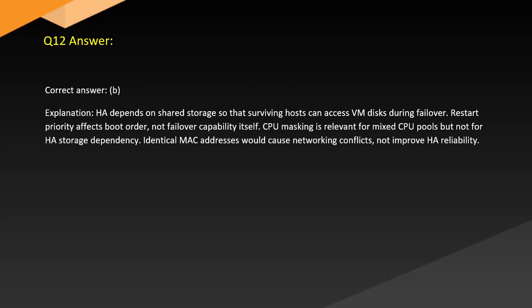Answer. Correct answer: B. Explanation. HA depends on shared storage so that surviving hosts can access VM disks during failover. Restart priority affects boot order, not failover capability itself. CPU masking is relevant for mixed CPU pools, but not for host storage dependency. Identical MAC addresses would cause networking conflicts, not improve HA reliability.